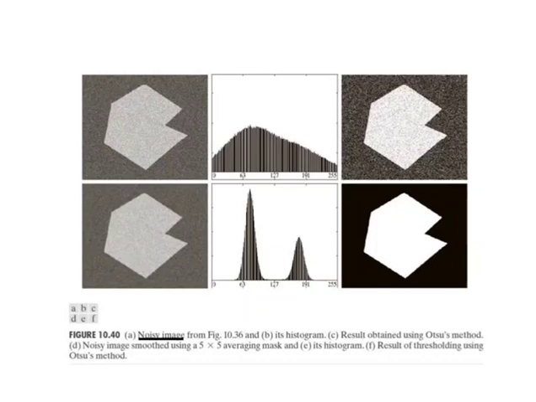In situations such as these, the approach discussed in the next section is more likely to succeed. This is all about global thresholding.